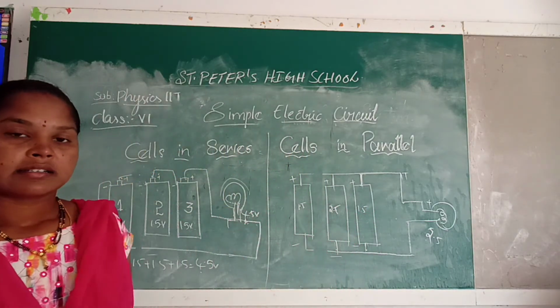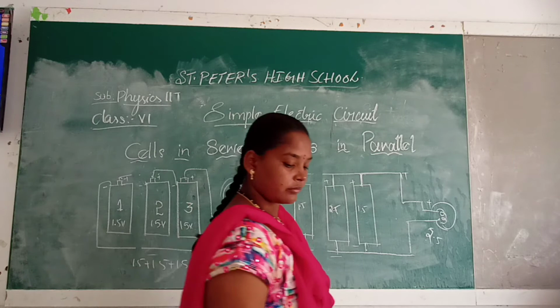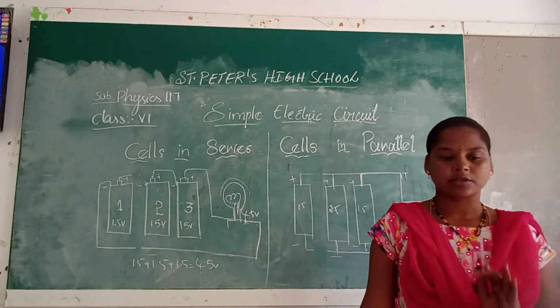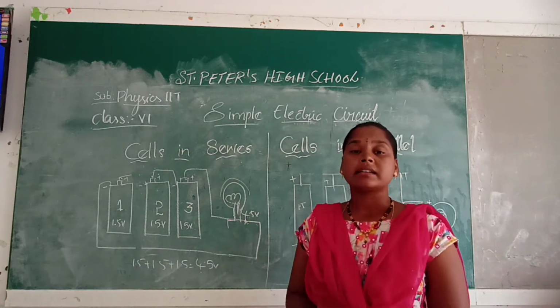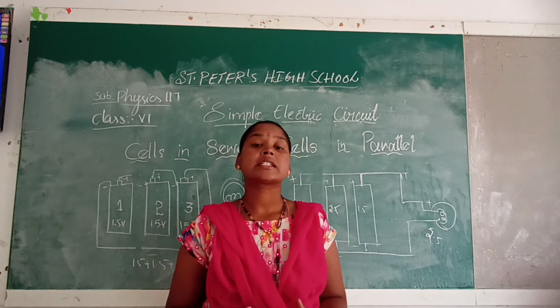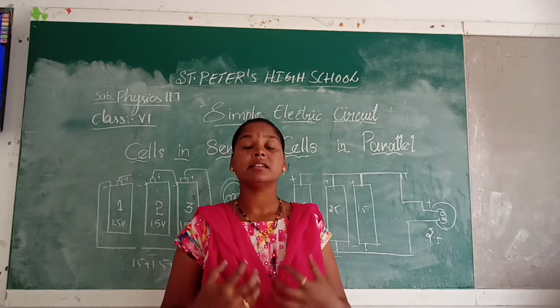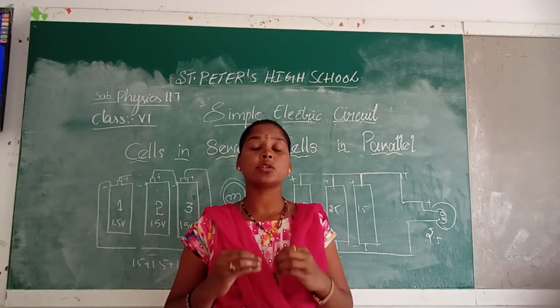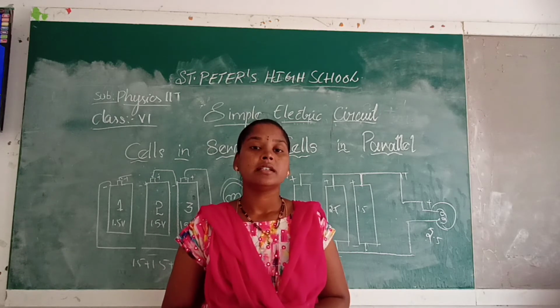And next is what are conductors and what are insulators. We have already studied this. Conductors are the materials which allow electricity to pass through them, and insulators are the materials which do not allow electricity to pass through them.